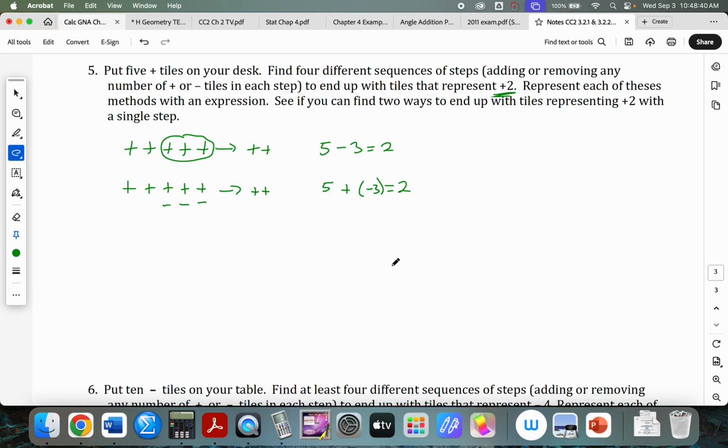Those 2 ways just have a single step, right? And those are kind of the main 2 I want you to get, but we could do it other ways. We could do it in 2 steps. What if we subtracted 2? And then we subtracted another 1. That would be 5 minus 2 minus 1.